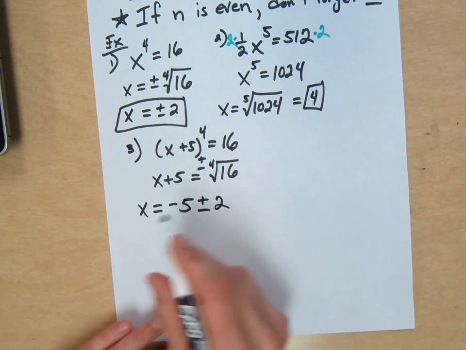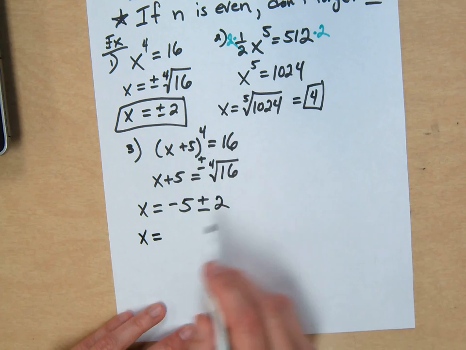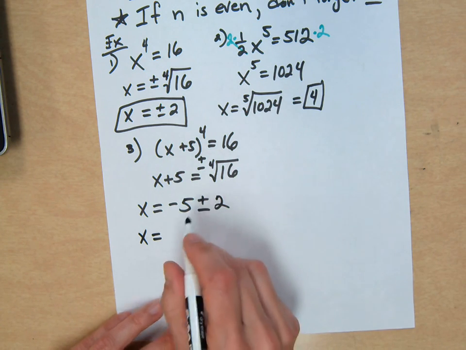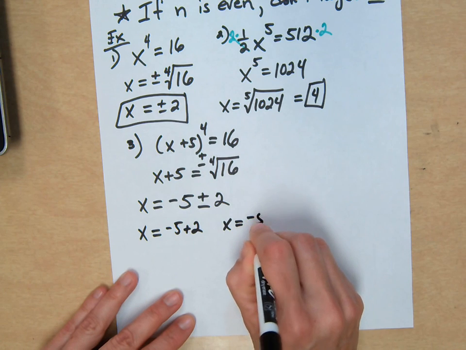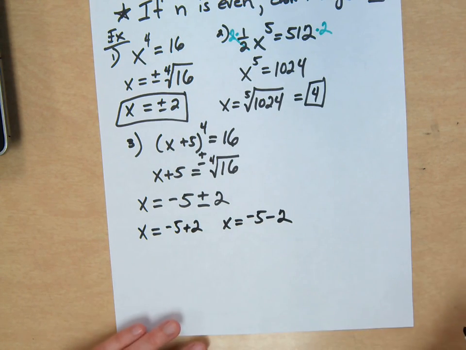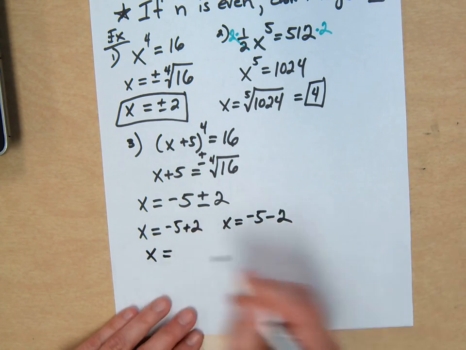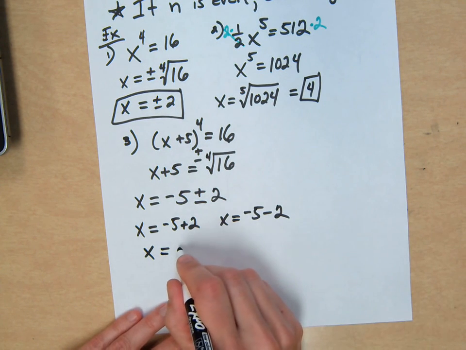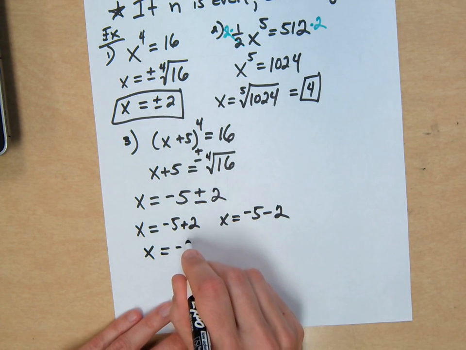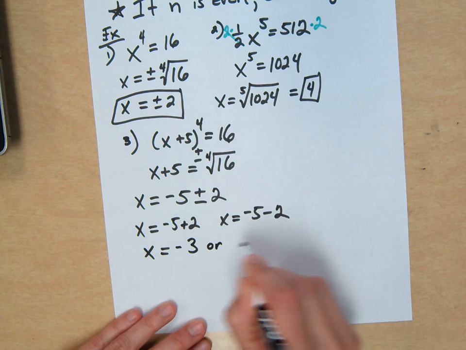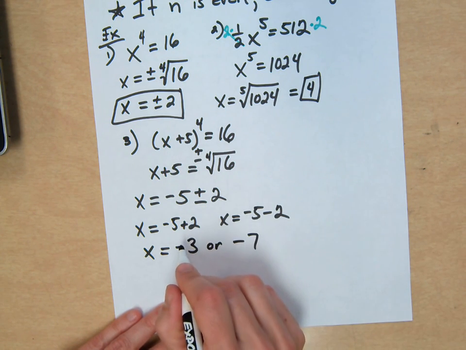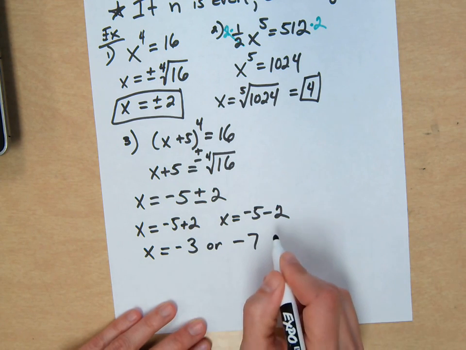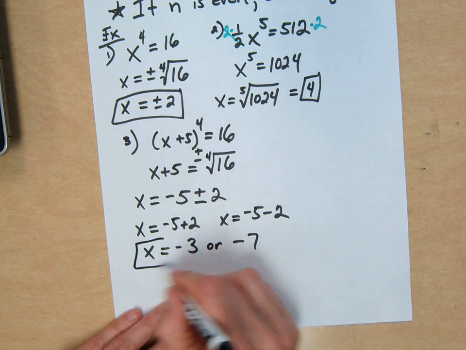And now we got to finish this. There's 2 answers. Negative 5 plus 2 is one answer, and negative 5 minus 2 is the other answer. You actually have to finish. So we get negative 3 or negative 7. Oh, it's positive 3, right? No, it's negative 3 and negative 7. No, that's fine. Questions?